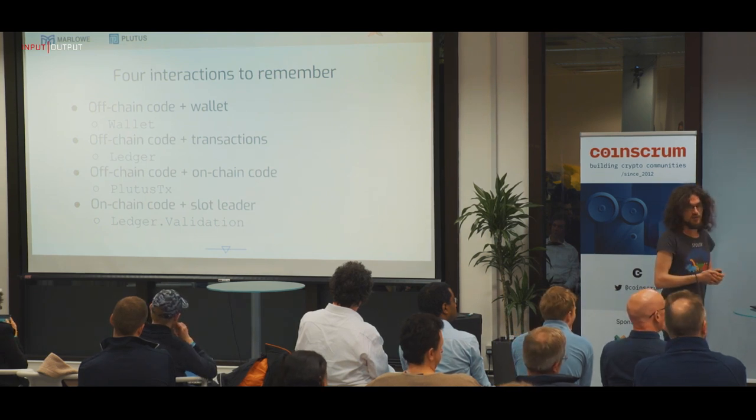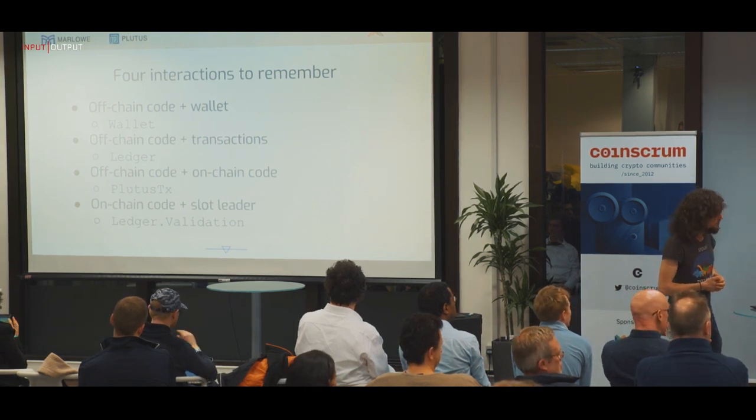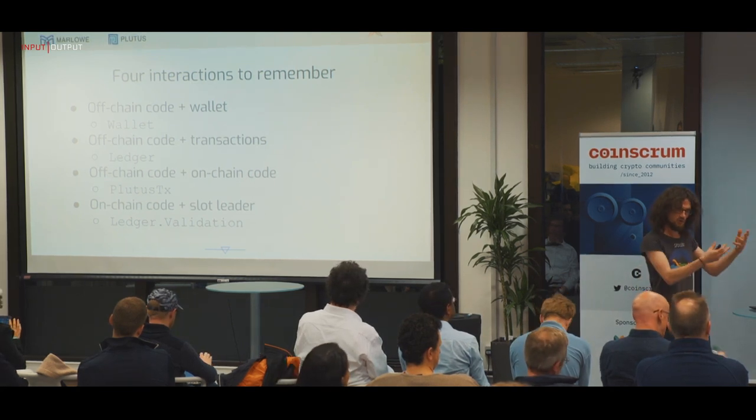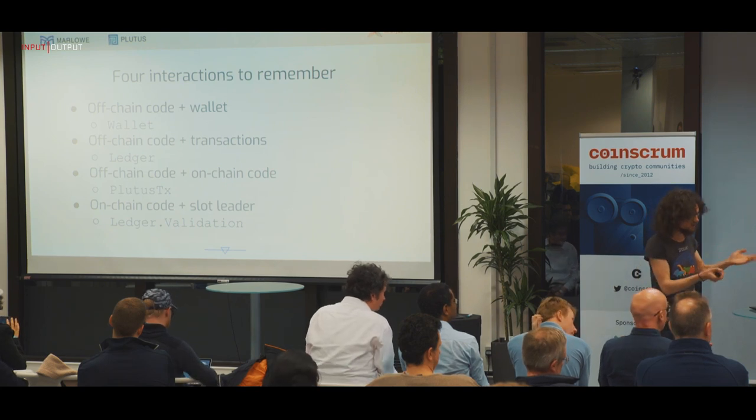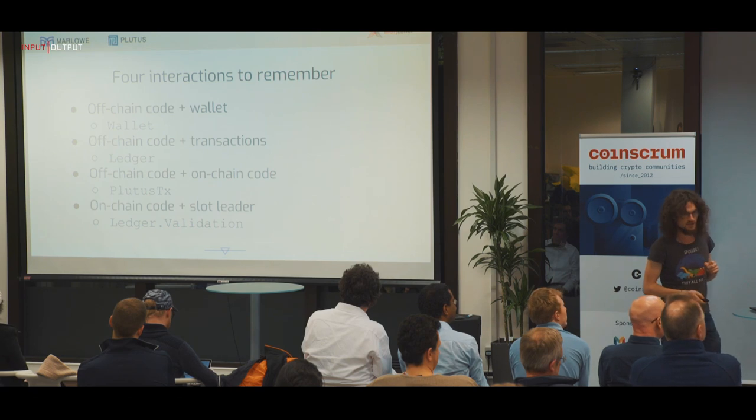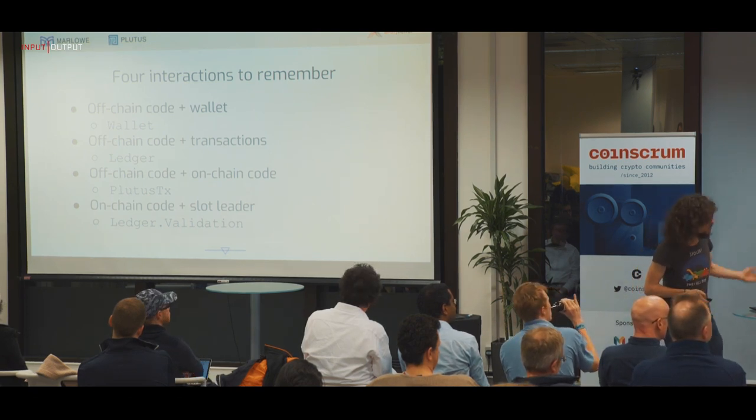And then there's the bit where you want to actually generate the on-chain code itself. We refer to these special blocks of Haskell, which are just Haskell, but they get compiled into Plutus Core, as Plutus TX. TX is for transaction, and the code relating to that lives in the Plutus TX module.